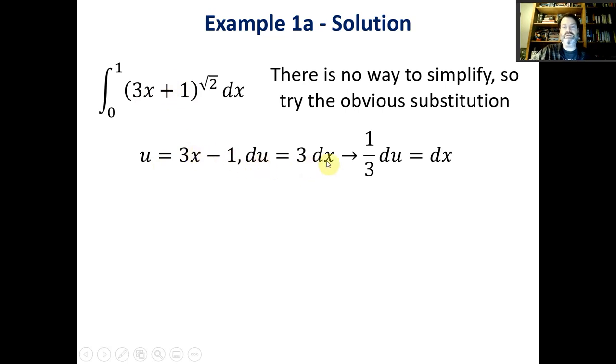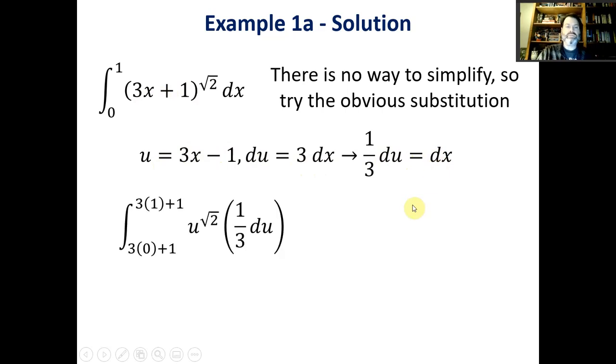du is 3 dx. Solve for dx. Plug everything back in. So we just have u to the radical 2. dx is 1/3 du. And then we have to change the bounds of integration by plugging them into here, 3x plus 1. So 3 times 0 plus 1 is 1. 3 times 1 plus 1 is 4.